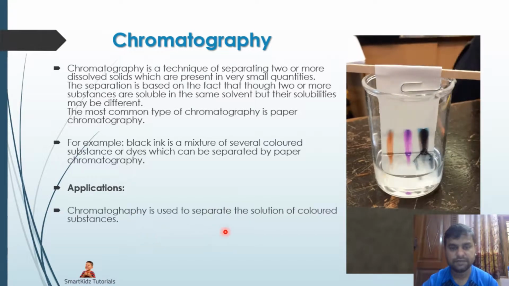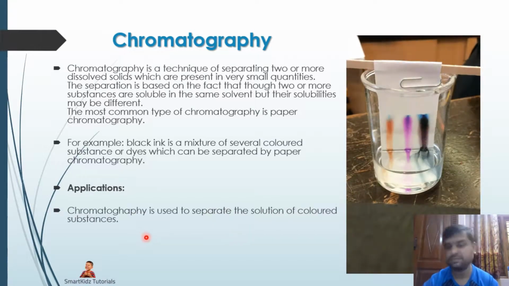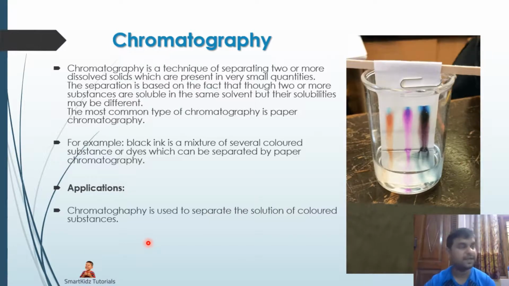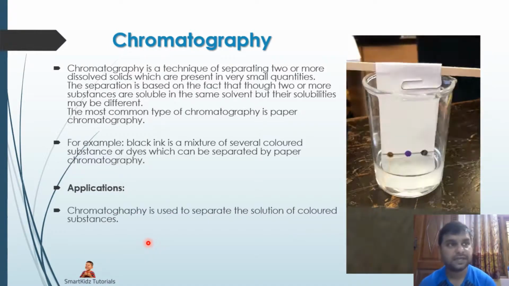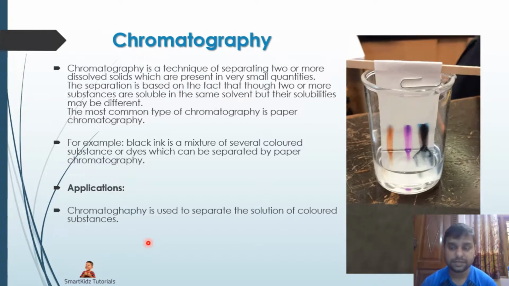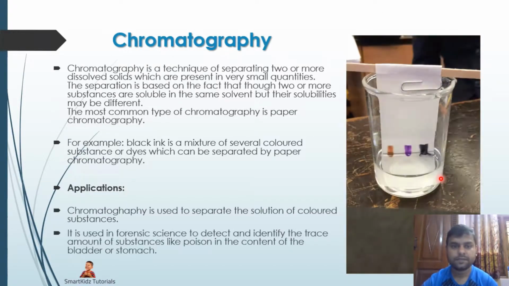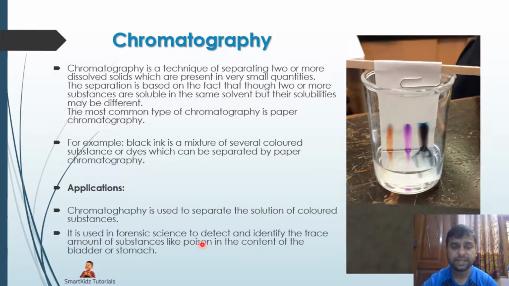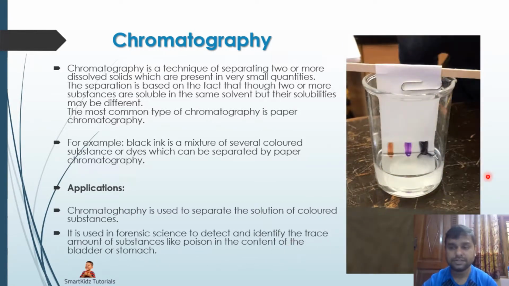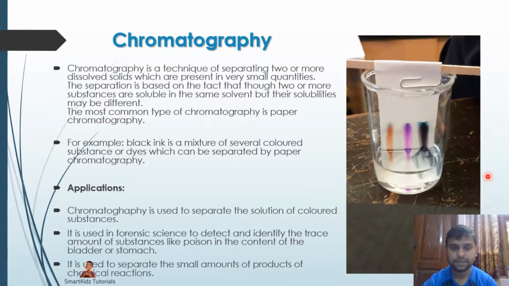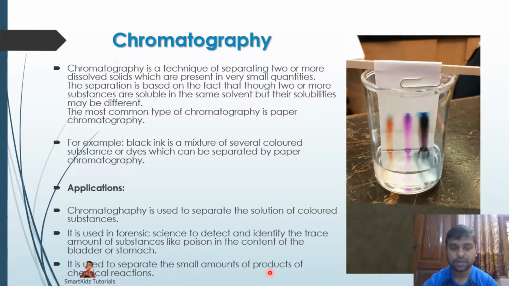Applications: chromatography is used to separate the solution of colored substances. Apart from just the separation of colored substances, it has a number of applications, which are widely used in various industries. It is used in forensic science to detect and identify trace amounts of substances like poison in the contents of the bladder or stomach. It is also used to separate small amounts of products of chemical reactions.